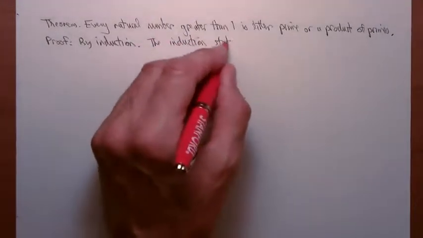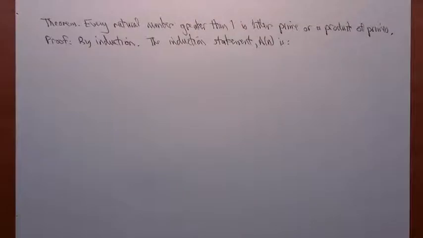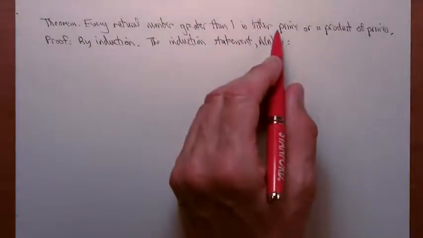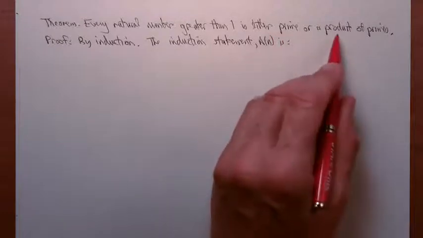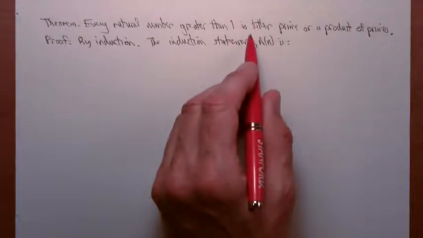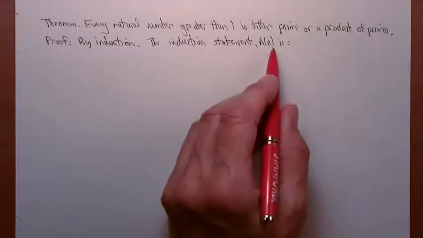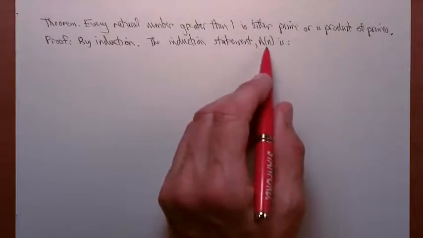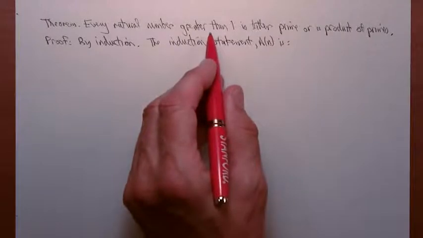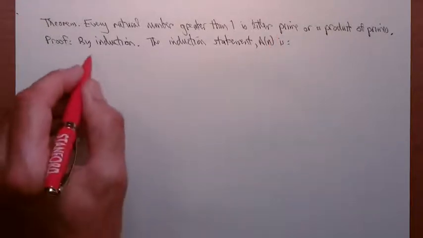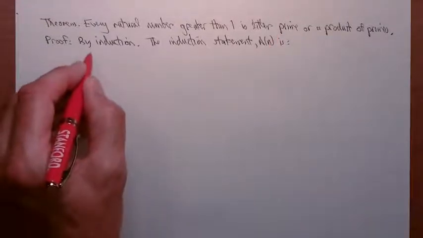Well, the induction statement A(n) is, well, you might think it's going to be: n is either prime or a product of primes. Based on the examples we've seen so far, you might imagine that A(n), the induction statement, is that n is either prime or a product of primes. Well, that turns out not to be the case. That just doesn't work. We have to pick something else. And this is what we pick.